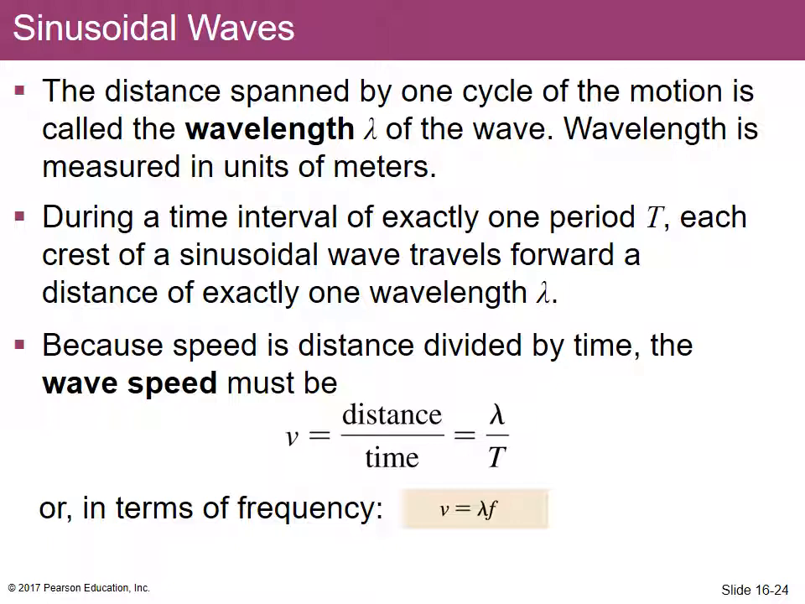During a time interval of exactly 1 period, each crest of a sinusoidal wave travels forward a distance of exactly 1 wavelength. The velocity of the wave is the distance traveled, 1 wavelength, divided by the time interval, the period. Since the period is 1 over the frequency, the velocity can be written as the wavelength times the frequency.